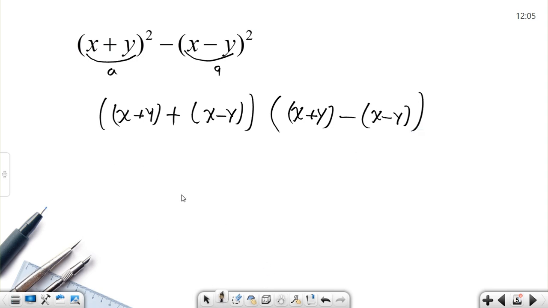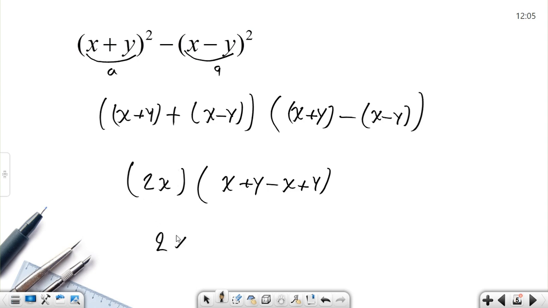Let's continue. We know how to add algebraic expressions. x plus x is 2x. y minus y is 0. I have 2x here. When we do addition, of course, it's easy, but when we do subtraction, x plus y, same, I need to change the sign of the second expression, so negative x plus y. So 2x, I don't have to write in parentheses because it's multiplication, 2x. And inside the parentheses, x minus x is 0, y plus y is 2y. So 2x multiplied by 2y is equal to 4xy.